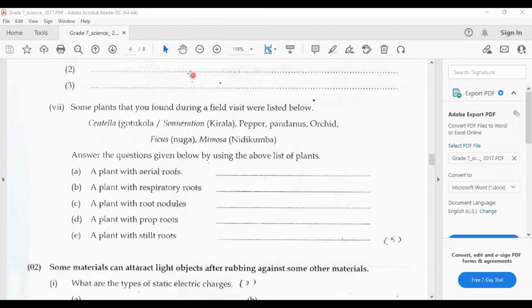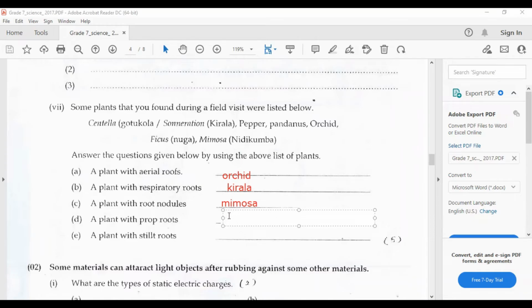A plant with aerial roots. The plant with aerial roots is the orchid. It has aerial roots. A plant with respiratory roots is the Kirala. A plant with root nodules is the mimosa. Inside the root nodules, there are some bacteria to fix nitrogen for the plant.